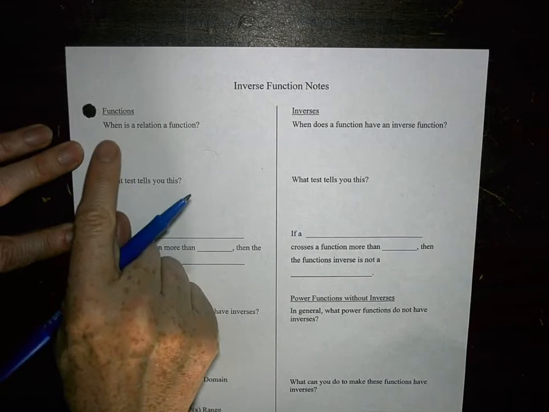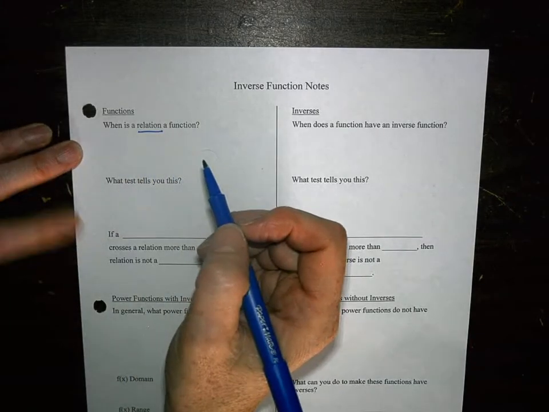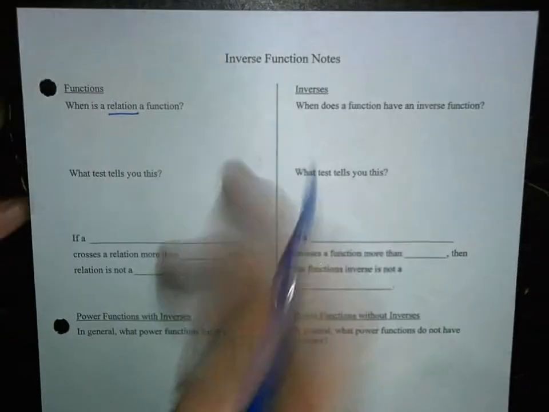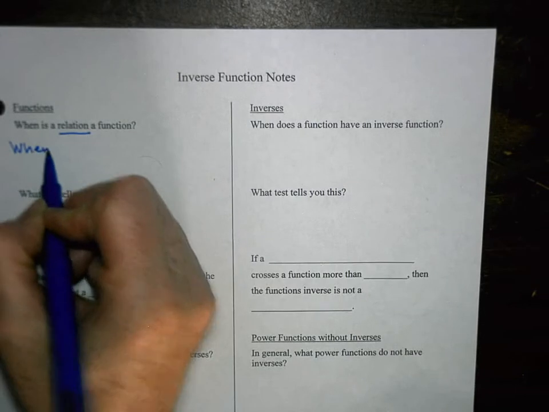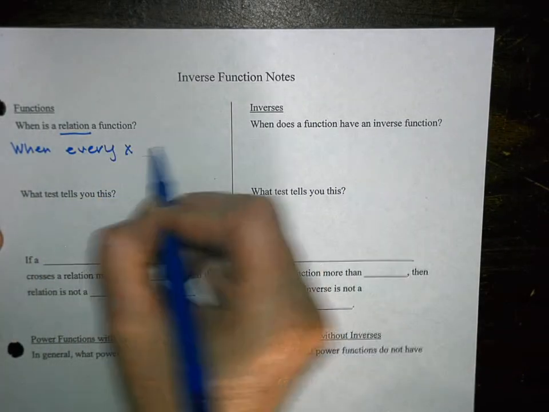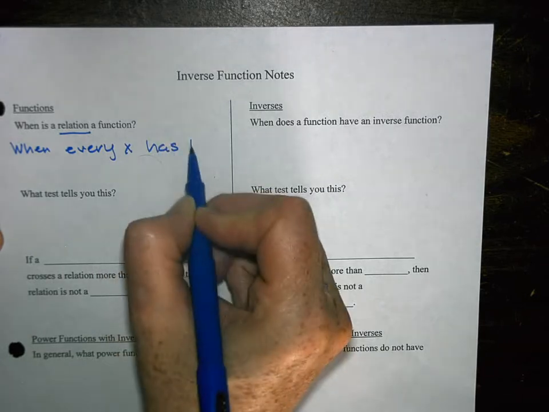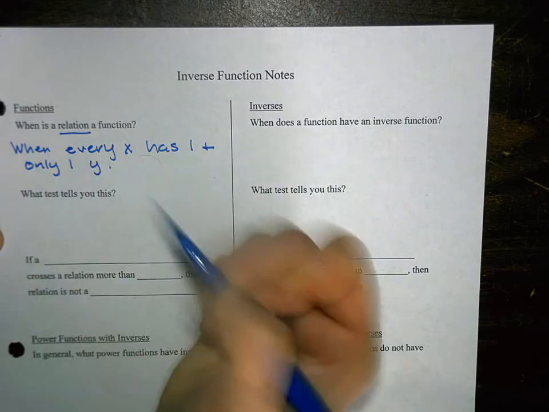We learned this in Algebra 1. When is a relation, a set of points, a function? Let's see if I can zoom in a little. All right, when is it a function? When every x has one and only one y value.